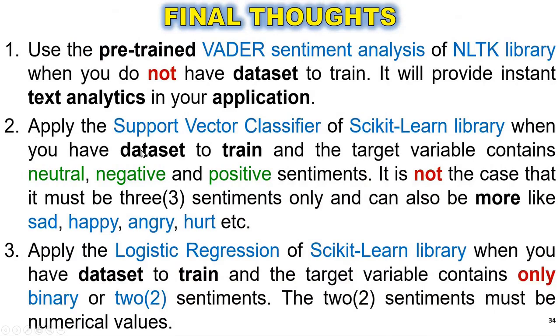Here are some of my ideas to share. Number 1. Use the pre-trained VADER sentiment analysis of the NLTK library when you do not have a dataset to train. It will provide instant text analytics in your application. Second, apply the support vector classifier of the scikit-learn library when you have a dataset to train and the target variable contains neutral, negative, and positive sentiments. It is not the case that it must be 3 sentiments only. It can also be more.